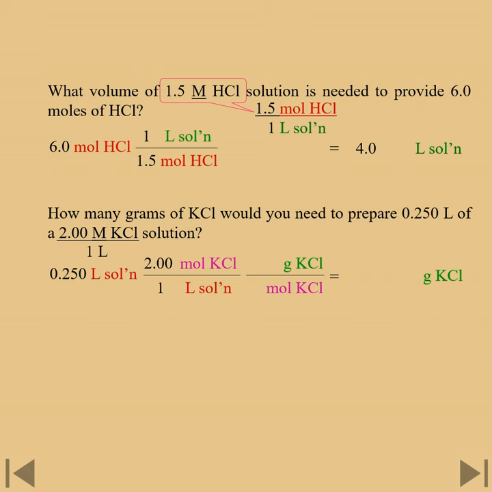2.00 moles of potassium chloride per liter of solution. And now the molar mass of potassium chloride: I go and look up the molar mass of potassium, add it to the molar mass of chloride, and we get 74.55 grams per each mole, or 37.3 grams of potassium chloride.